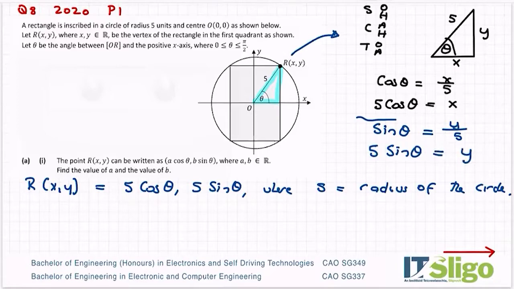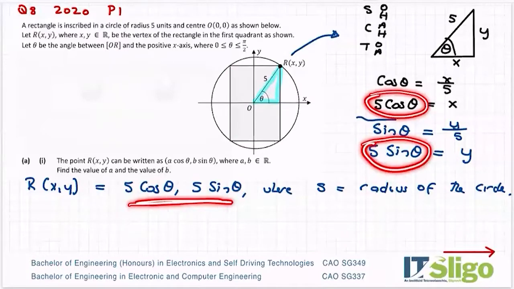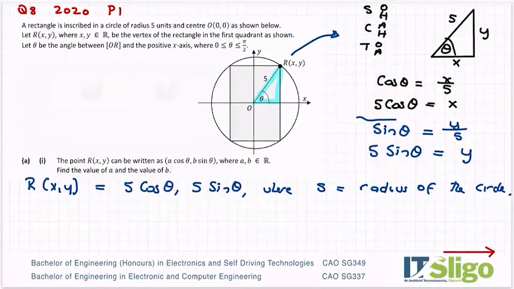And that's why the numbers that come before sine and cos are always the radius, because the radius is the hypotenuse of your triangles. Remember, we always form a right angled triangle with the x-axis, so it's always going to be the hypotenuse, or the radius. I hope that makes sense. So what I'm doing down here now is filling in for that x and y that I found, 5 cos theta, 5 sine theta. So therefore, in this question, A is equal to 5, B is equal to 5. I hope that makes sense.